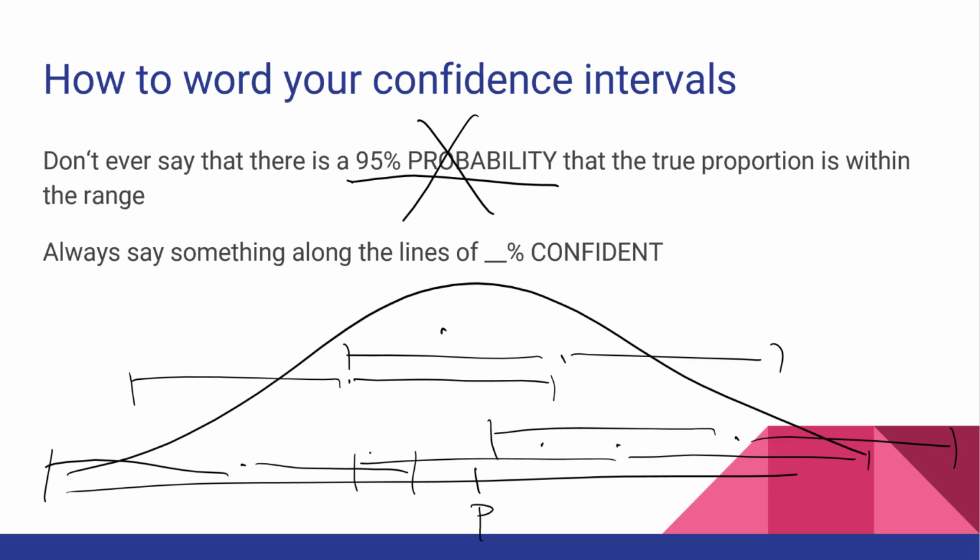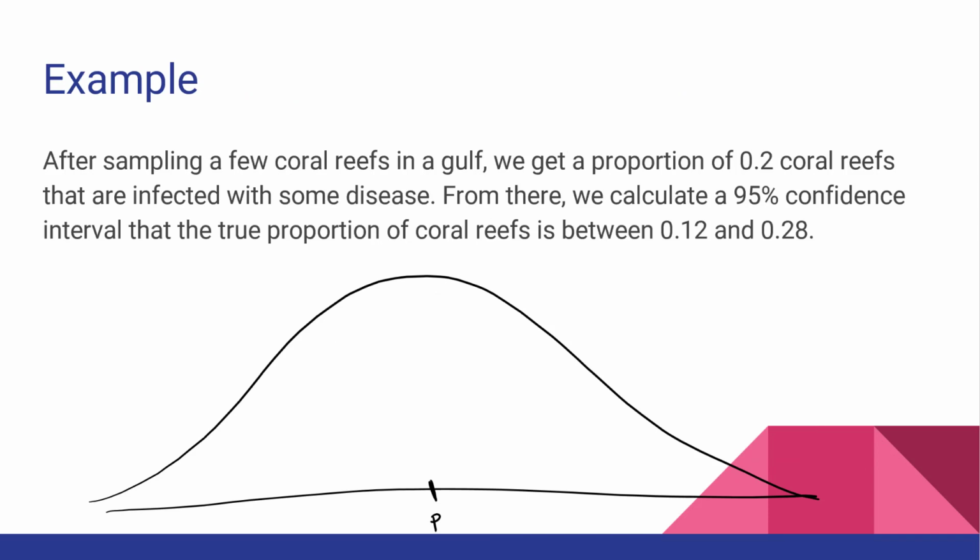So your confidence always changes how many data points we'll be able to find P. So a quick example, again, I'm not showing you the math just yet. After sampling a few coral reefs in a gulf, we get a proportion of 0.2 coral reefs that are infected with some disease. So 0.2 here means 20% of the coral reefs that we sampled are infected with some disease. This does not say anything about the true proportion out of all coral reefs that are infected with the disease.